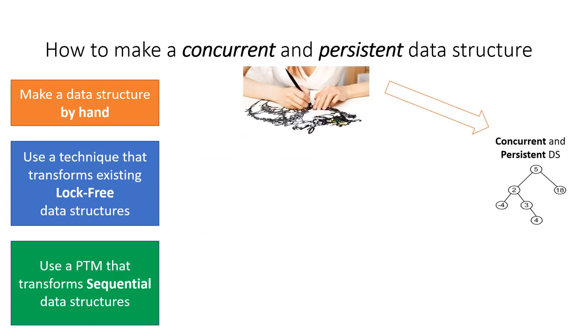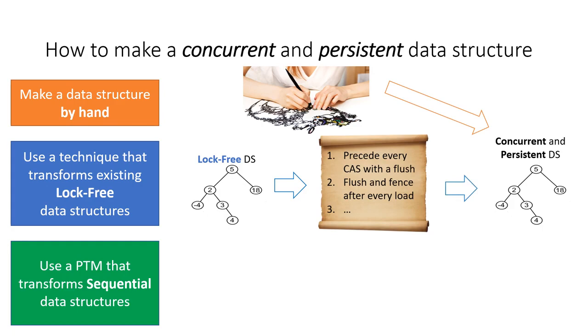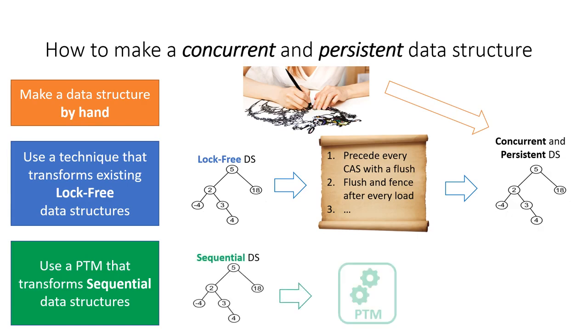In summary, we can make a persistent and concurrent data structure by designing it from scratch. It's very hard to do correctly and usually requires an entire paper to describe the algorithm. Or we can take an existing lock-free data structure and apply some kind of recipe to make it persistent. Or we take a sequential data structure and do type annotation to use it in a persistent transactional memory. The PTM will take care of the concurrency and persistence for you, so you don't have to worry about it.